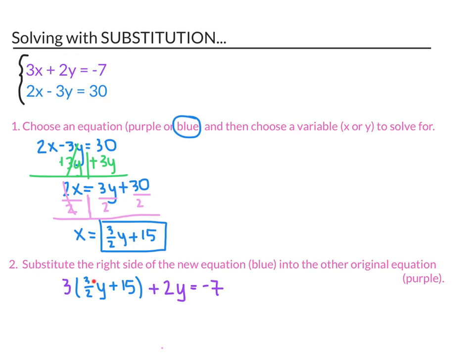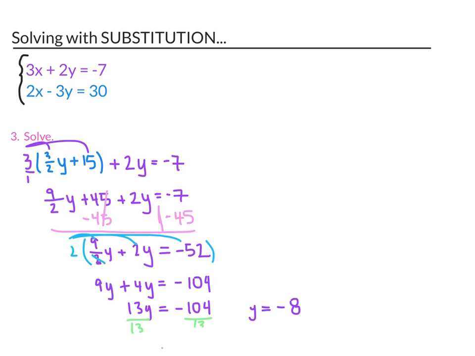3 times 3 halves y plus 15, so it's 3 times that quantity, plus 2y equals -7. Now I'm ready to solve that. Okay, so just to make sure you can follow my work, first things first, I distributed the 3. I did have some fractions here, but I'll clear them in a second. I got 9/2 y plus 45. Remember, you got to distribute the 3 to the 15 as well. Then there's the 2y and there's the -7.